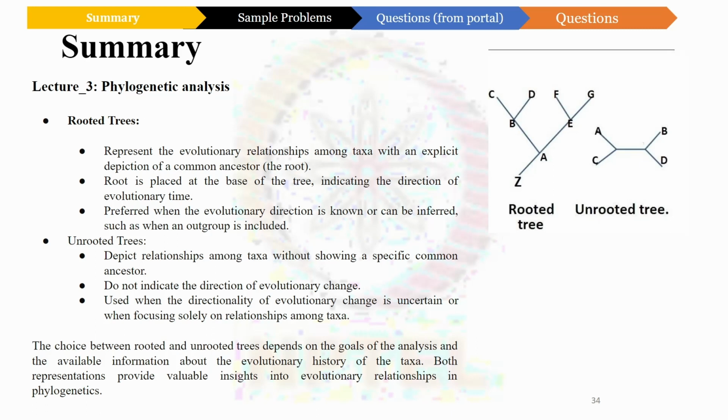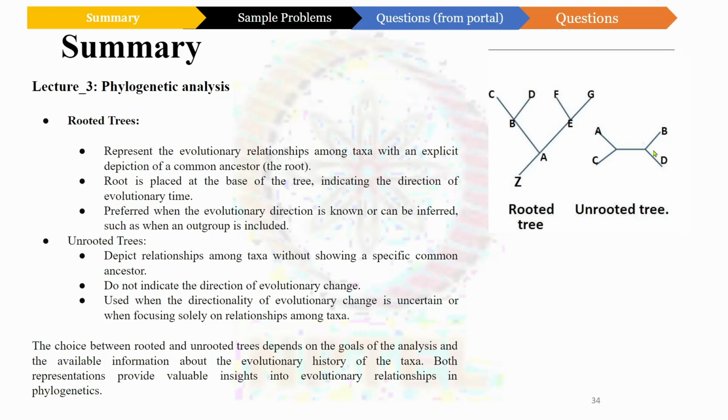In these two trees, the difference lies in whether the common ancestor of all the taxa is explicitly shown or not. If it is shown, we call it a rooted tree. Like if you show the root node, we call it a rooted tree. If you are not showing it, it's an unrooted tree.